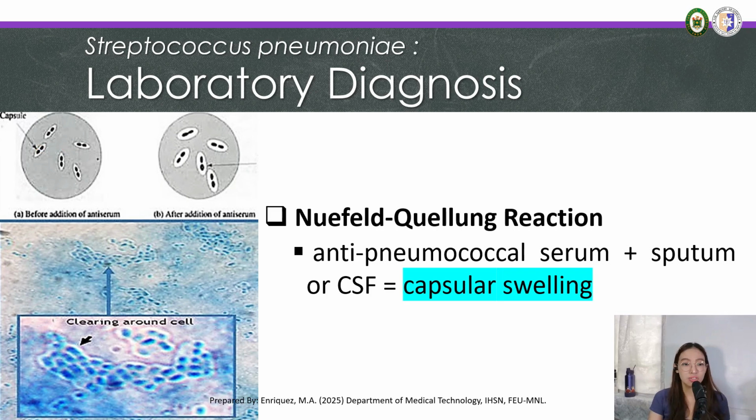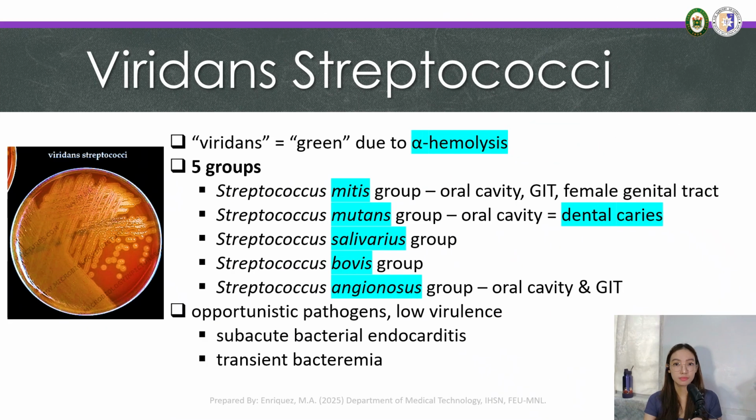So kung sa microscopy po, nakikita nyo na may mga capsules yung organism but you're not yet sure or you can't properly visualize them, you may proceed in performing the Neufeld-Kellung test. Alright? So kung strep pneumo nga po yung isolate nyo, then their capsules should be enlarged or swollen. As we can see right here, mas na-emphasize or mas nag-enlarge yung capsules ng strep pneumo. So ayan po, that's a positive result for the Neufeld-Kellung reaction.